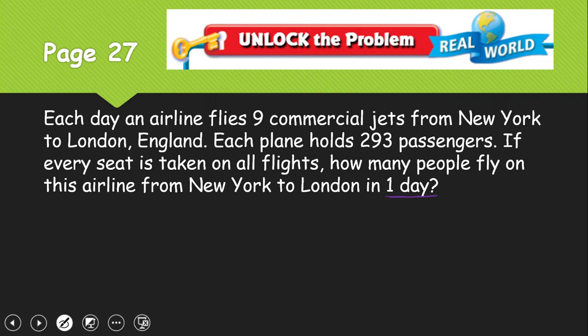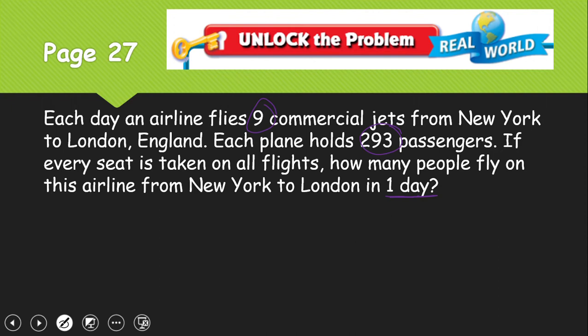All right, so when we look at word problems, we have to figure out the key words as well as the details that we need to figure out the answer. So we want to find out how many people fly on this airline in one day. And we know that every day the airline flies a total of 9 of these jets. So 9 planes fly out from New York to London, England every day. One plane holds 293 people or passengers.